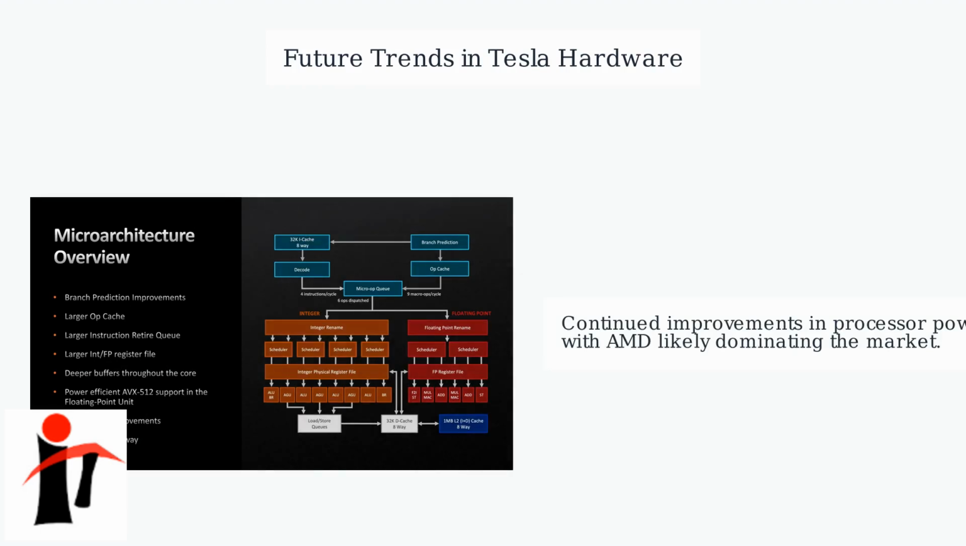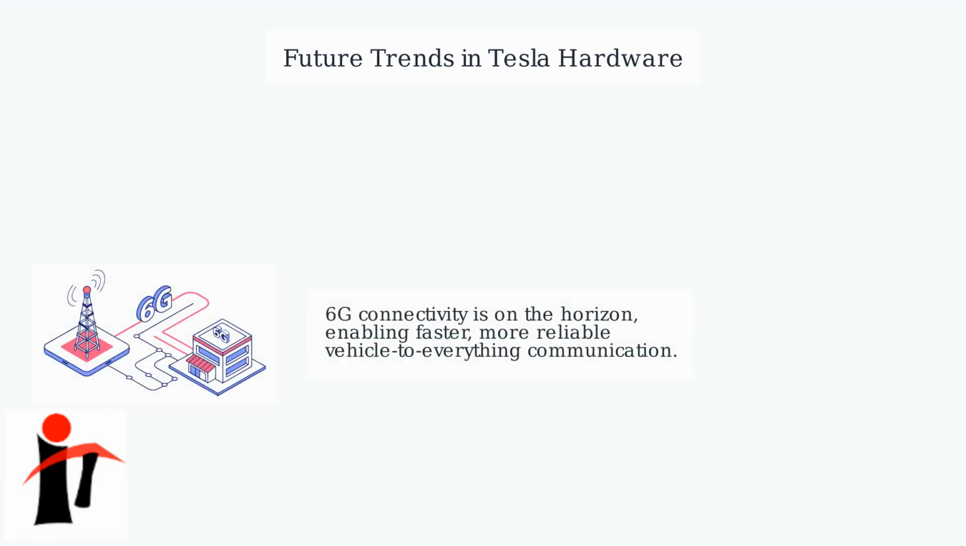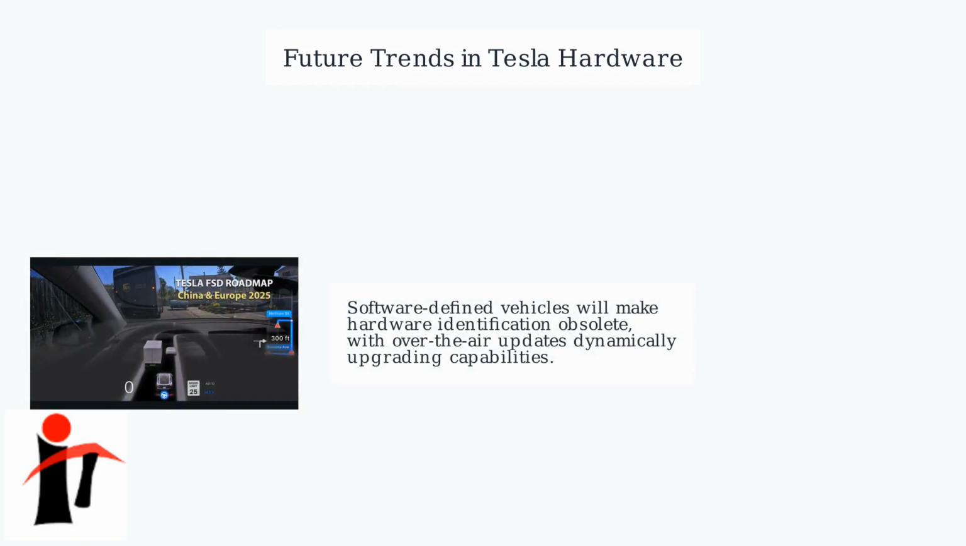Processor technology will continue to advance, with AMD's Ryzen architecture expected to dominate due to its superior AI performance and efficiency in autonomous systems. Tesla is preparing for 6G connectivity, which will provide ultra-low latency and high-speed data transfer essential for advanced autonomous driving and real-time vehicle communication. The shift to software-defined vehicles means hardware will become less about fixed capabilities and more about upgradable platforms. Over-the-air updates will allow Tesla to enhance vehicle features without physical modifications.